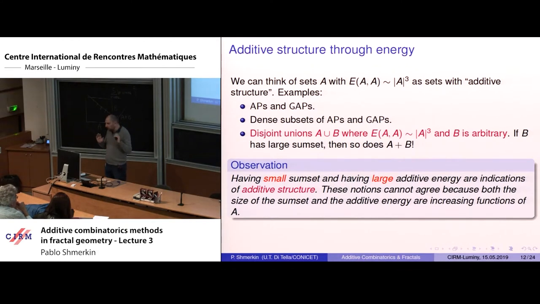Okay, so there is a connection that I'm going to explain in the next slide between these two things. But what I'm saying here is, from the point of view of the sumset, additive structure means small sumset. And from the point of view of additive energy, additive structure is large additive energy. But these concepts are monotone in the same direction, so somehow they go in opposite ways. So they cannot be the same concept in a very fundamental way.